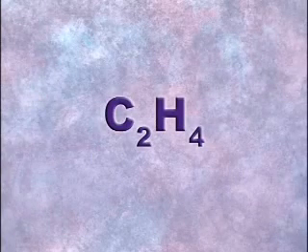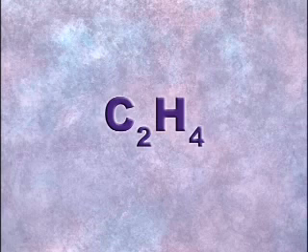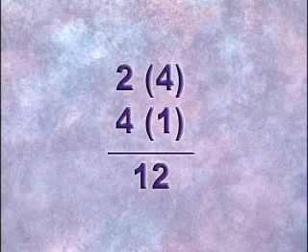I hope you enjoyed building your molecular models. Now, let's try something a little bit tricky just for fun. Let's see if we can determine the molecular shape for C2H4. First of all, we have to draw the Lewis structure. We'll start by adding up the total number of valence electrons. Each carbon atom has 4, and each hydrogen atom has 1, so that gives us a total of 12.